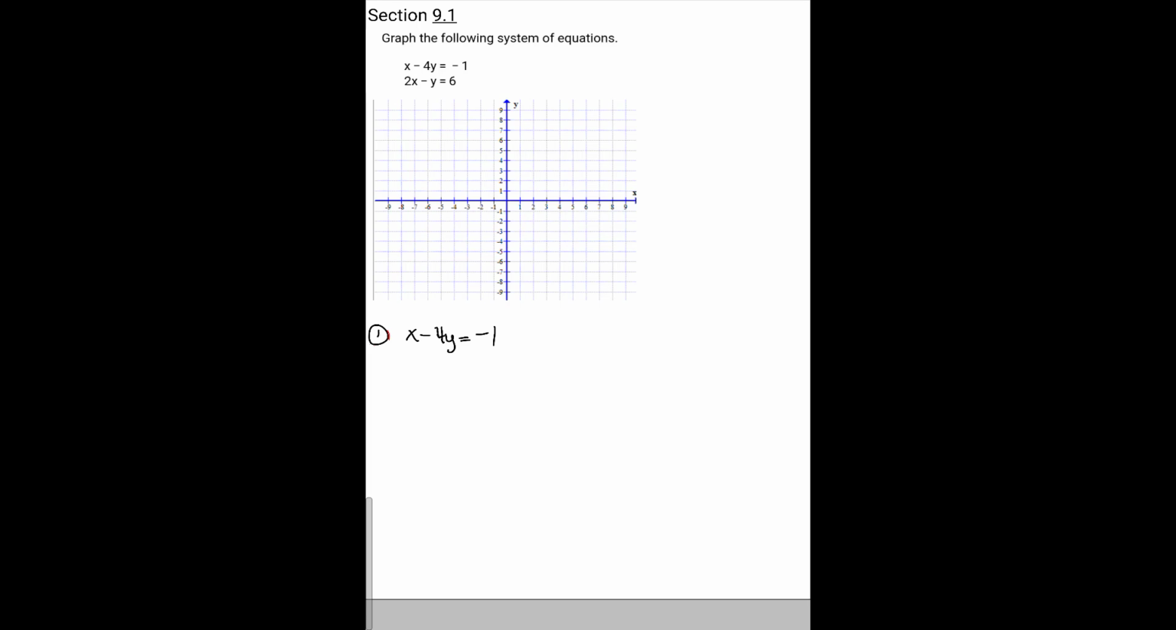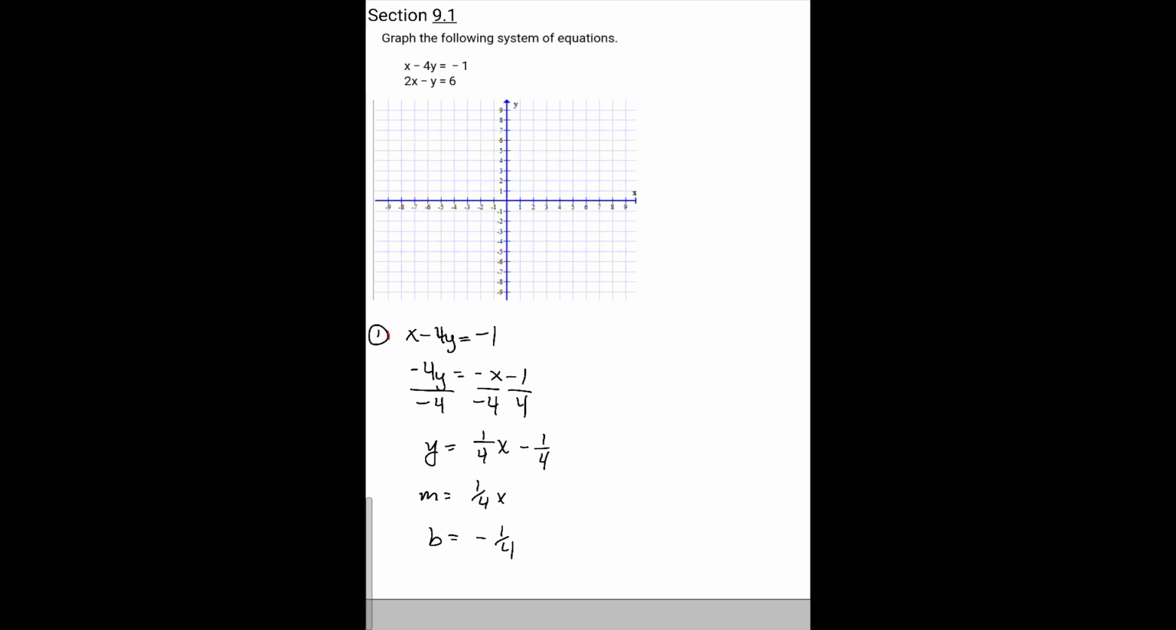So when we do this, to put this equation in slope-intercept form, we subtract x on both sides. So we have negative 4y is equal to negative x minus 1. And then we divide everything by negative 4. That gets us y is equal to positive 1 over 4x minus 1 over 4. Now we have our slope and our y-intercept for this particular equation. So our slope is a positive 1 over 4, and our y-intercept is a negative 1 over 4.